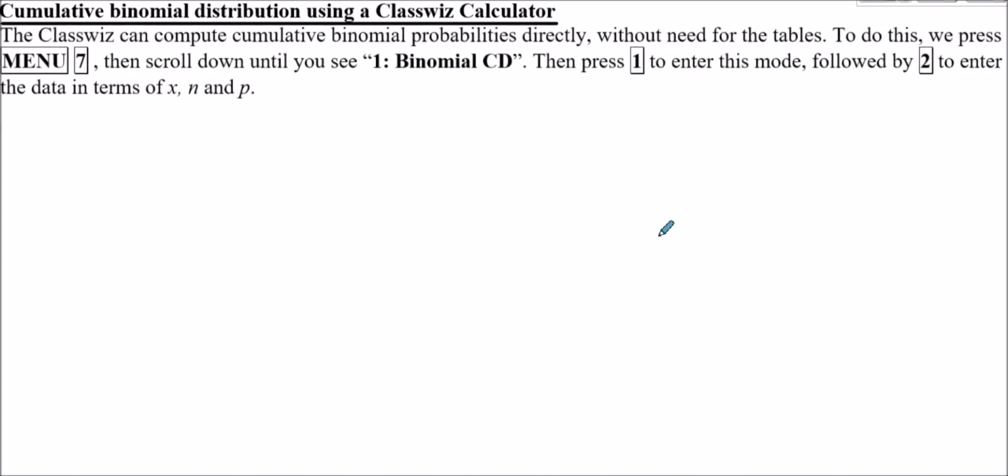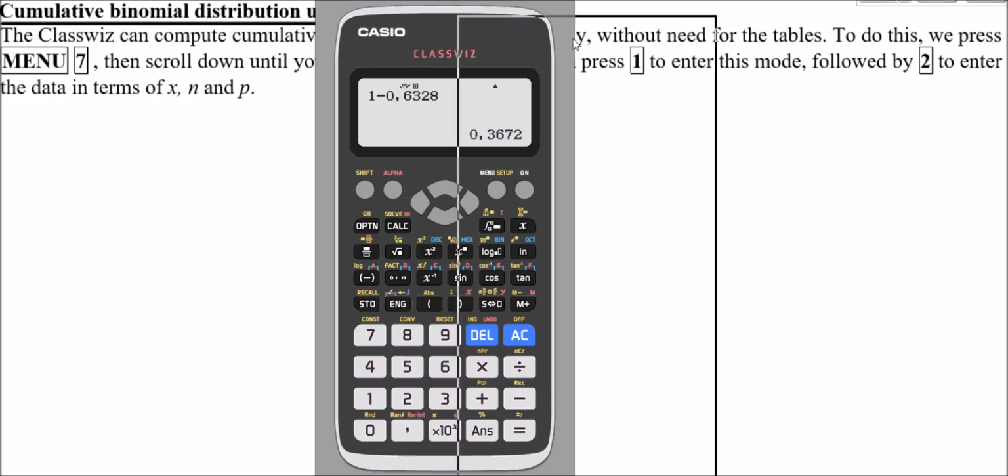There's also a second method, which is my favoured method. Each teacher is different to the next, each student is different to the next. So it doesn't matter which way you use, but I'm going to now explain how you can do this on a calculator. The Classwiz can compute cumulative binomial probabilities for you directly without need for any tables at all. I'll show you now with mine. Okay, so let's just follow this together.